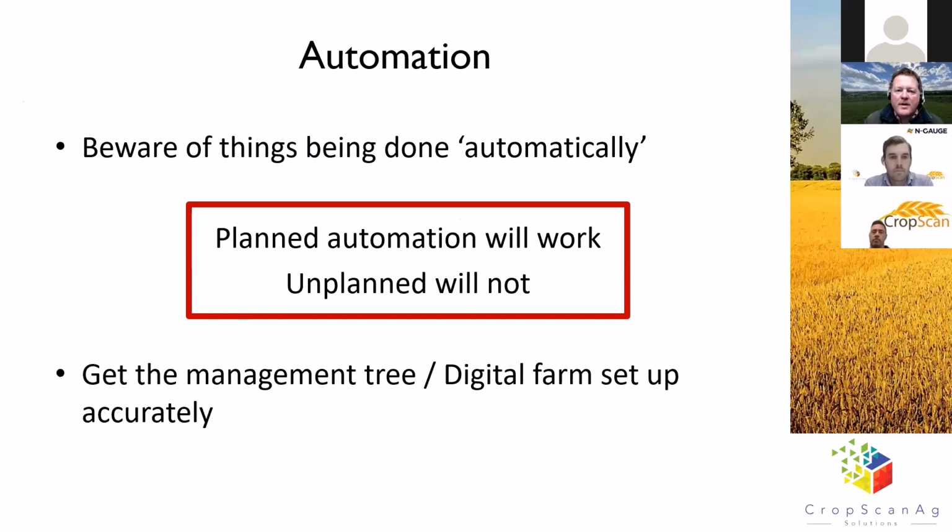And automation is absolutely fantastic. When people say, oh yeah, it's going to automatically work, well, it's got to be planned. As soon as we say things are going to be done automatically, we think that they're going to be done automatically right. Well, there's a very fair chance if we haven't planned our automation, it won't go as well as we want it to. So planned automation will work, unplanned won't. And we've got to be really careful about this.